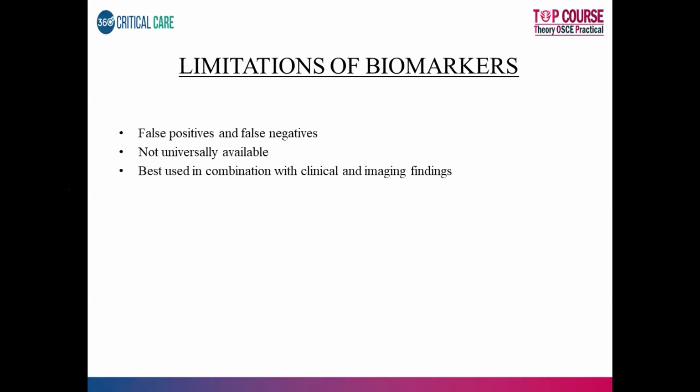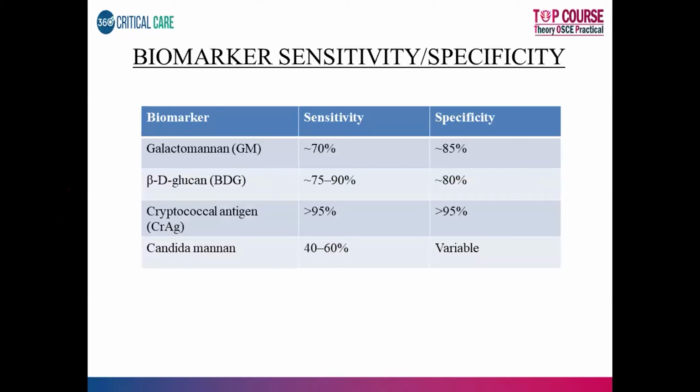What are the limitations of biomarkers? We have seen limitations: a lot of false positive and false negative results are present, and it's not universally available. Some of the hospitals still don't do this galactomannan assay, or it is outsourced. So it's not universally available and is best used in combination with clinical and imaging findings. A standalone test for diagnosing would be a difficult task. Sensitivity I've already discussed.